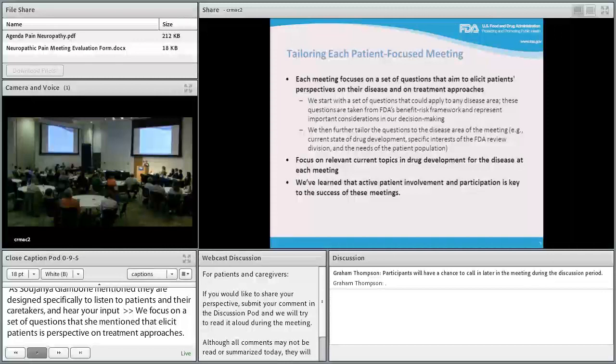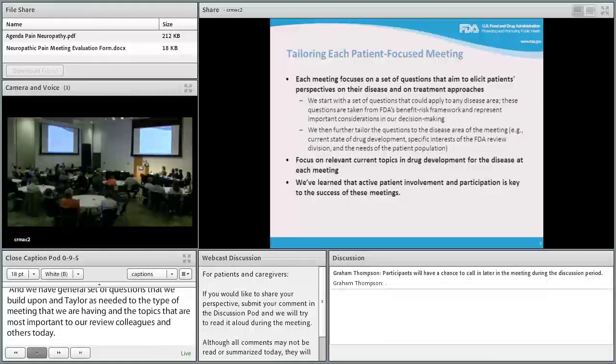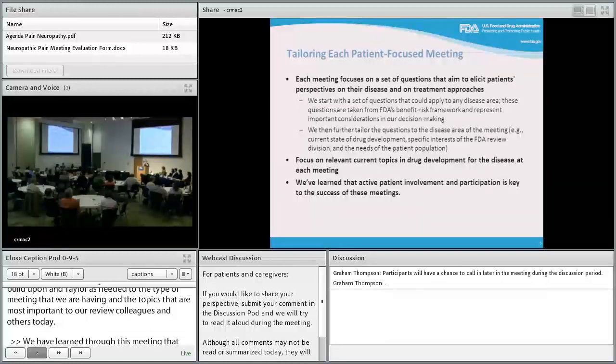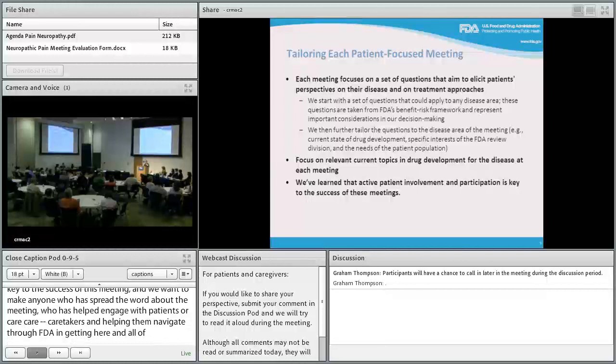We have learned through this meeting that active patient involvement and participation is key to the success of this meeting, and we want to thank anyone who has spread the word about the meeting, who has helped engage with patients or caretakers in helping them navigate through FDA and getting here and all of the other things that it takes to come here on a Friday afternoon. So we thank stakeholders, advocates, and you, patients, and your families as well.